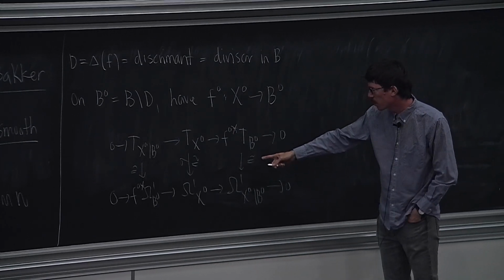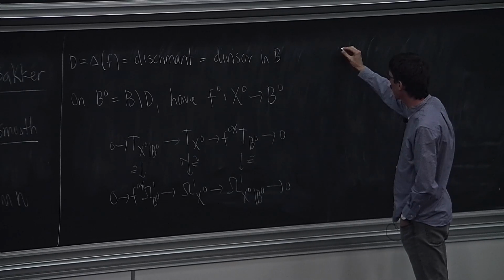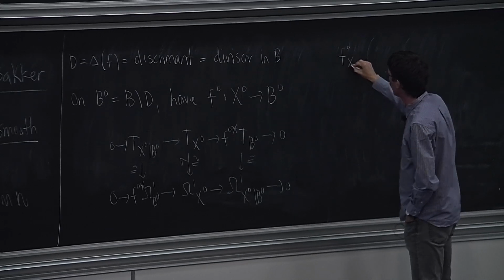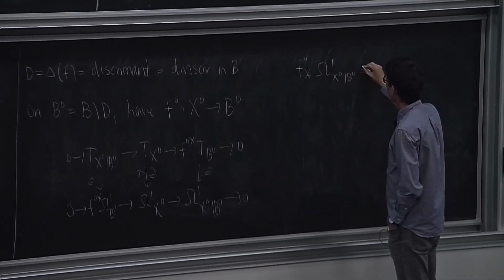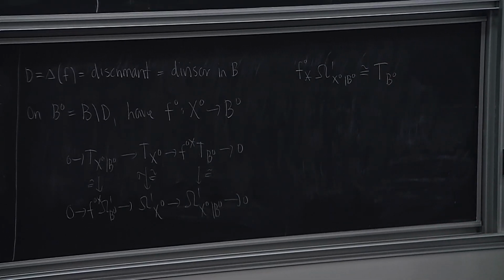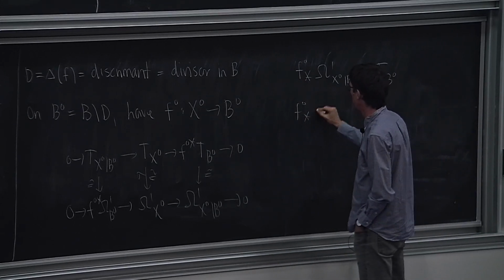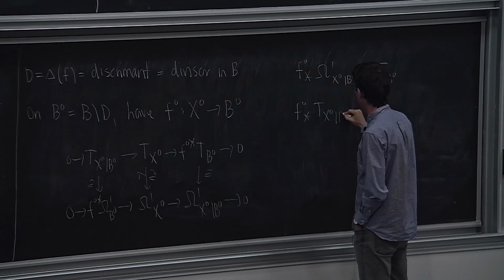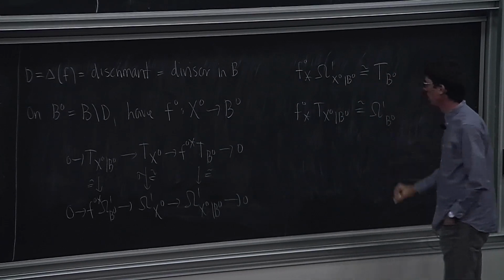And you also see from this that, for example here, if I push things forward again, the push forward of the relative one forms is isomorphic to the tangent bundle on the smooth part. Right? And the push forward of the relative tangent bundle would be isomorphic to the one forms on the smooth part.